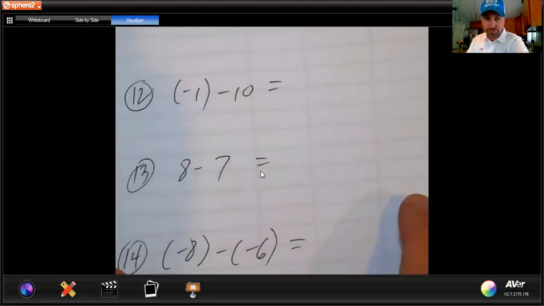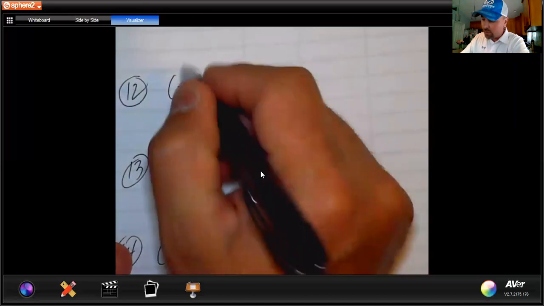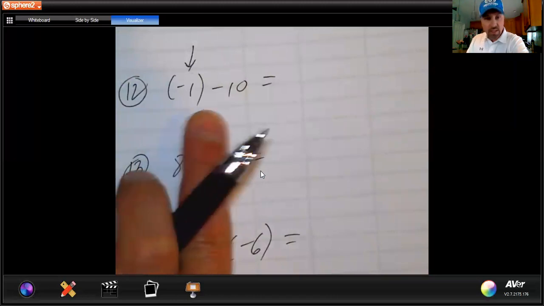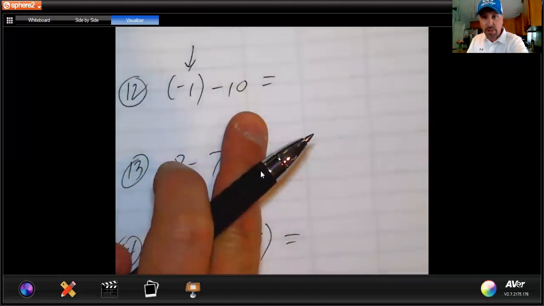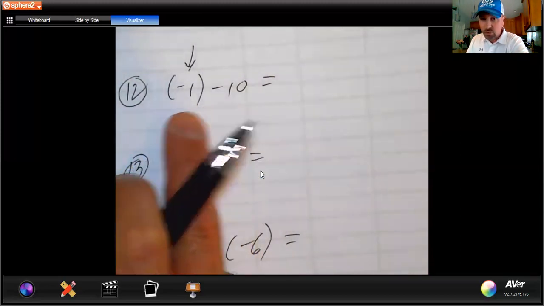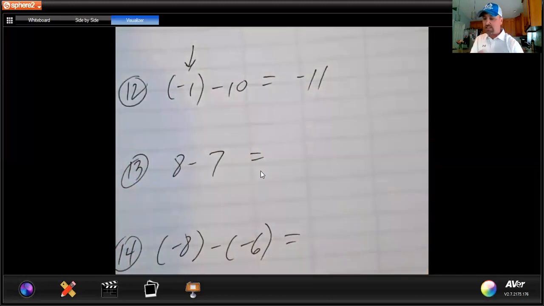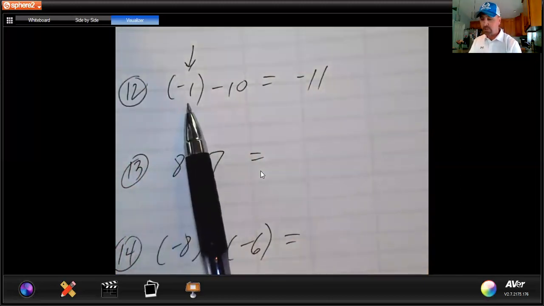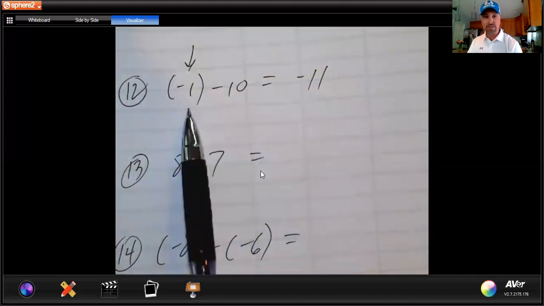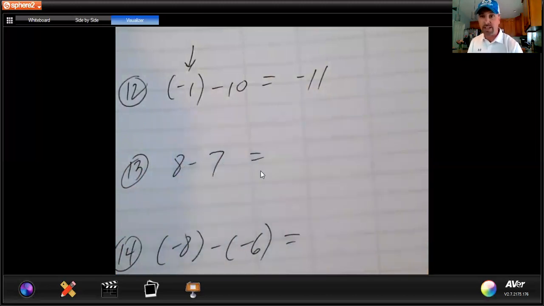Number 12, negative 1 minus 10. All right, so I really want you to think about, we start right here on the number line. So we start at negative 1, and then we minus 10 from there. So think about where you're going. You're dropping 10. You're already at negative 1 and you drop 10. It's going to put you at a negative 11. Okay, it's negative 1 degrees outside and it drops 10 more. That would put you at negative 11 degrees. If your bank account's at negative 1 and it drops 10, now it's a negative 11.